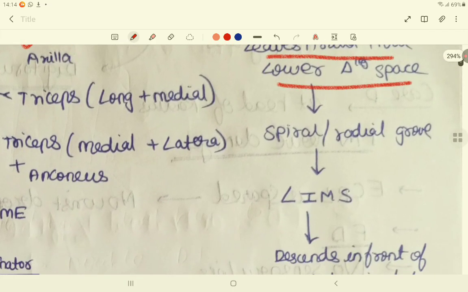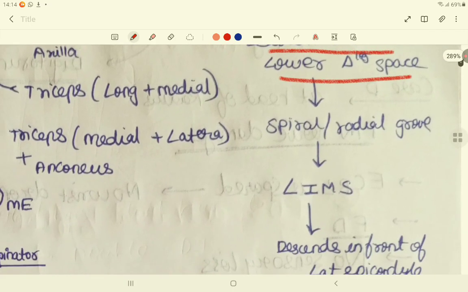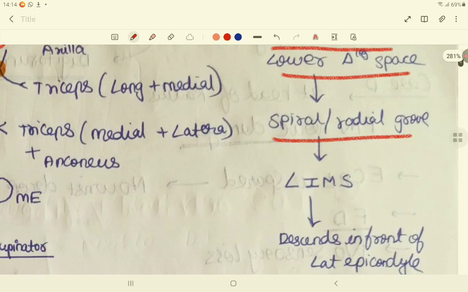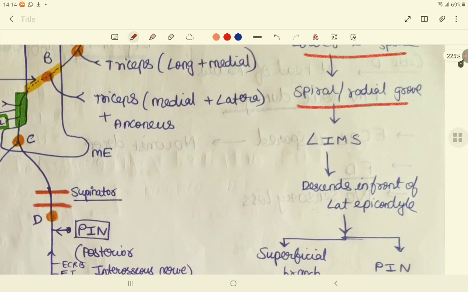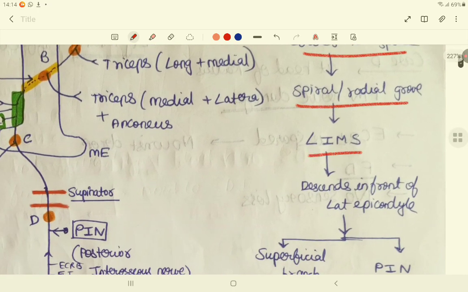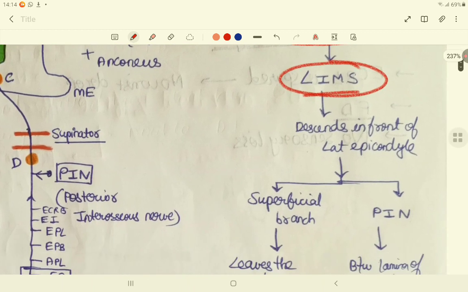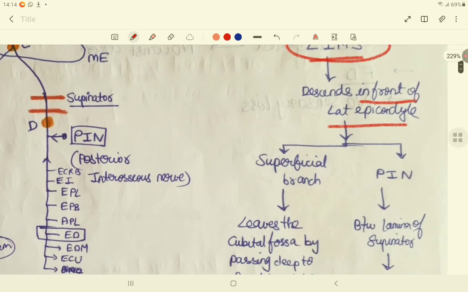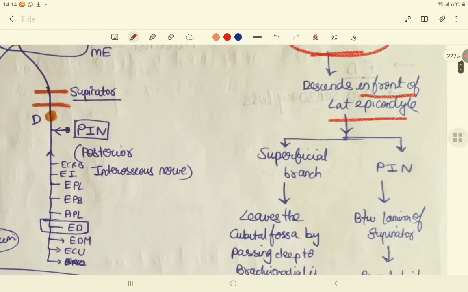Then it passes through the spiral or the radial groove that is present in the humerus and then pierces the lateral intermuscular septum. This LIMS means lateral intermuscular septum. Then it descends in front of the lateral epicondyle, and then it splits into two branches. One is the superficial branch and the other is the posterior interosseous nerve.